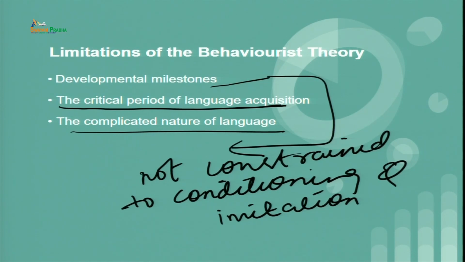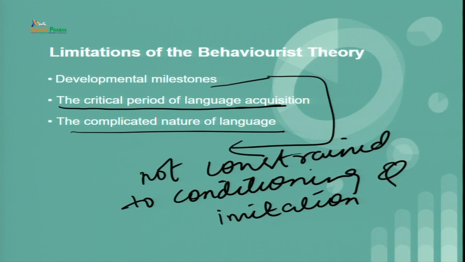For example, a child could call every four-legged animal a dog if they learn the word dog before the names of other animals, or they could say words like "goed" instead of "went." There are so many combinations of words and grammatical structures in sentences that it seems impossible that this could all be a consequence of imitation and conditioning alone.